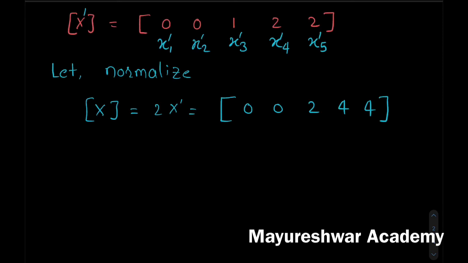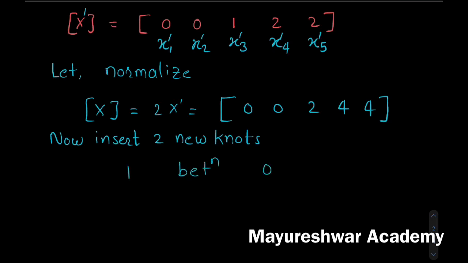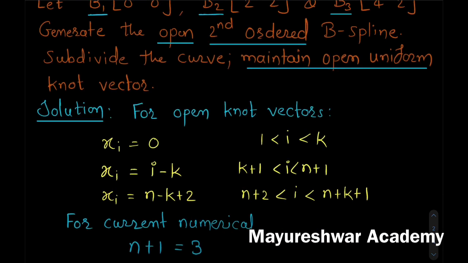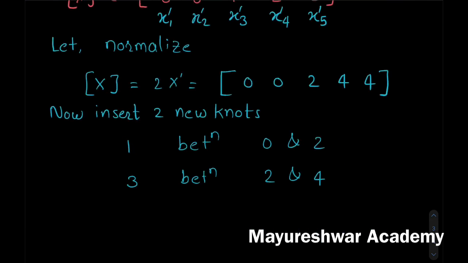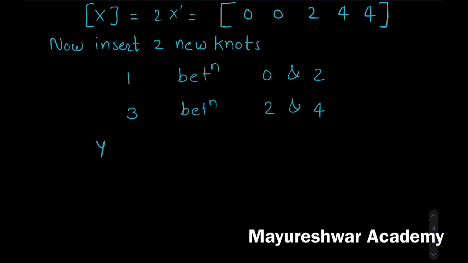Now we can insert two new knots. The first is between 0 and 2, because we need to make it uniform. Again a value between 2 and 4. This is because the problem mentioned to maintain an open uniform knot vector, and uniformity means all the values are equidistant.